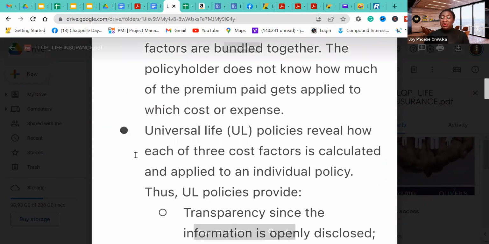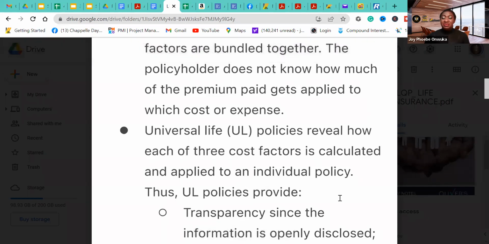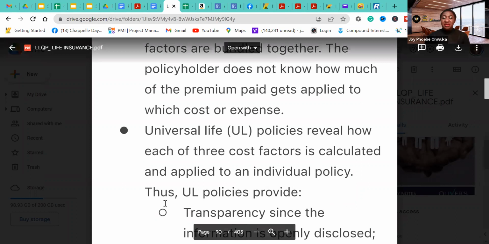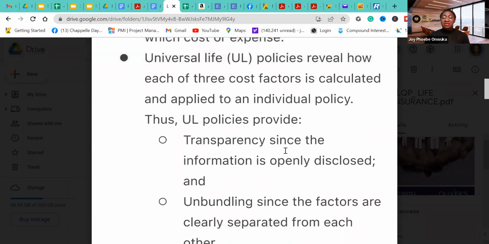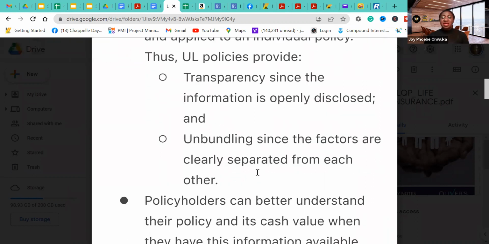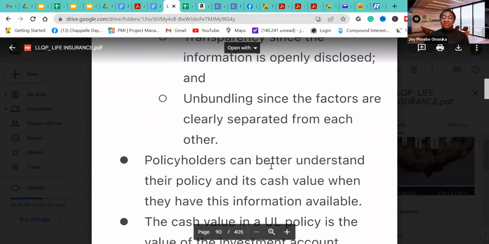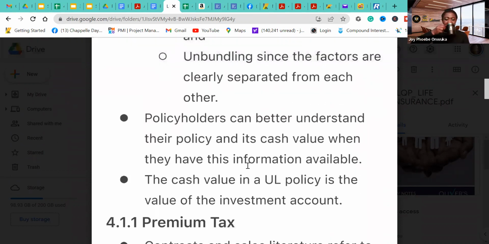But in universal life policies, all these costs are reviewed. Universal life policies show how each of these three cost factors is calculated and applied to an individual policy. Thus, a UL policy provides transparency, since information is openly disclosed, and unbundling, since the factors are clearly separated from each other. This is interesting.